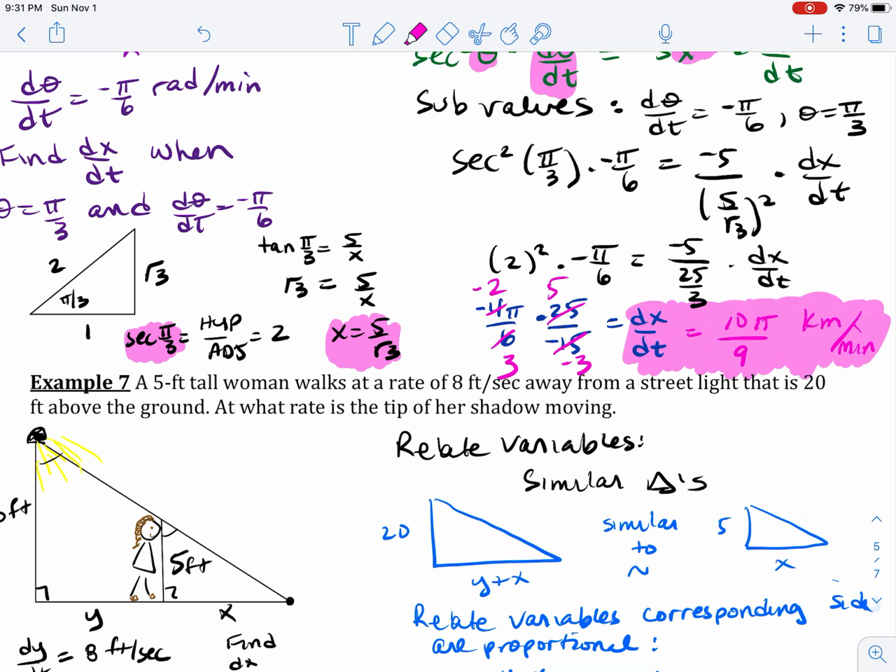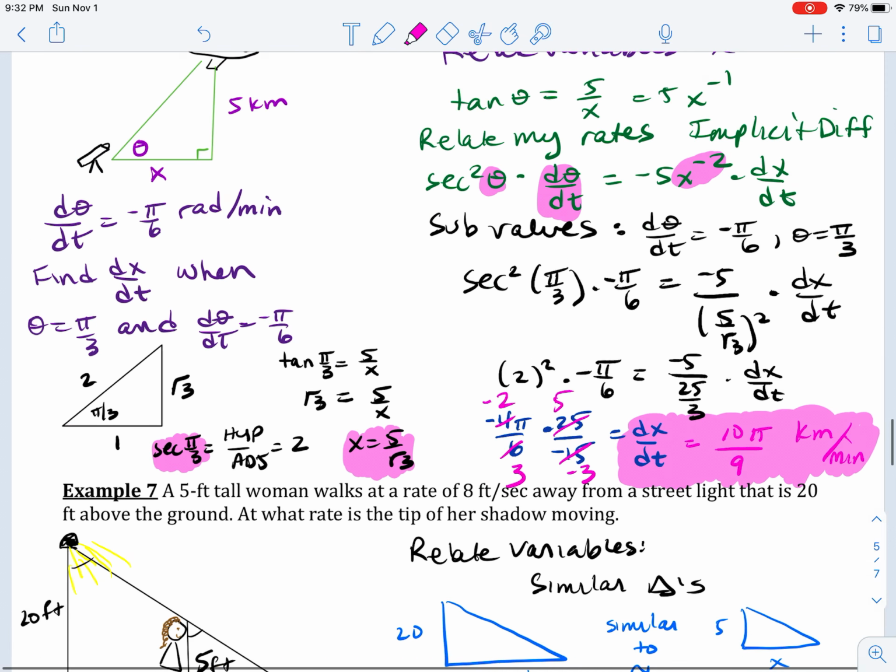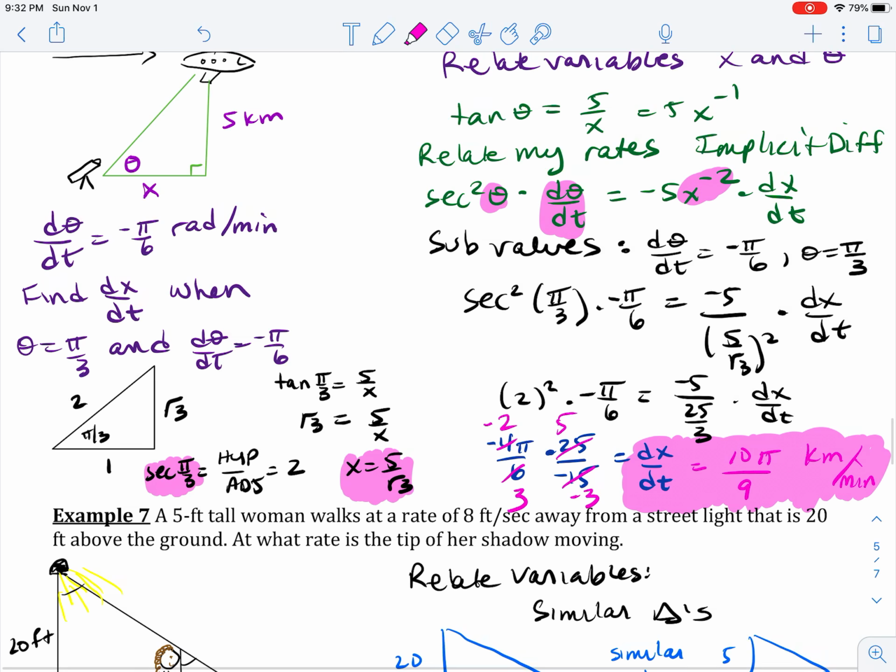Hopefully that is clear to you. So sometimes you're not always given all of the values that you need in the quote-unquote end game, so always go back to the original relationship between the variables. And what was the relationship between the variables here? Tangent θ is equal to 5 over x. And so I was able to use that triangle to come up with x and come up with secant θ for that.